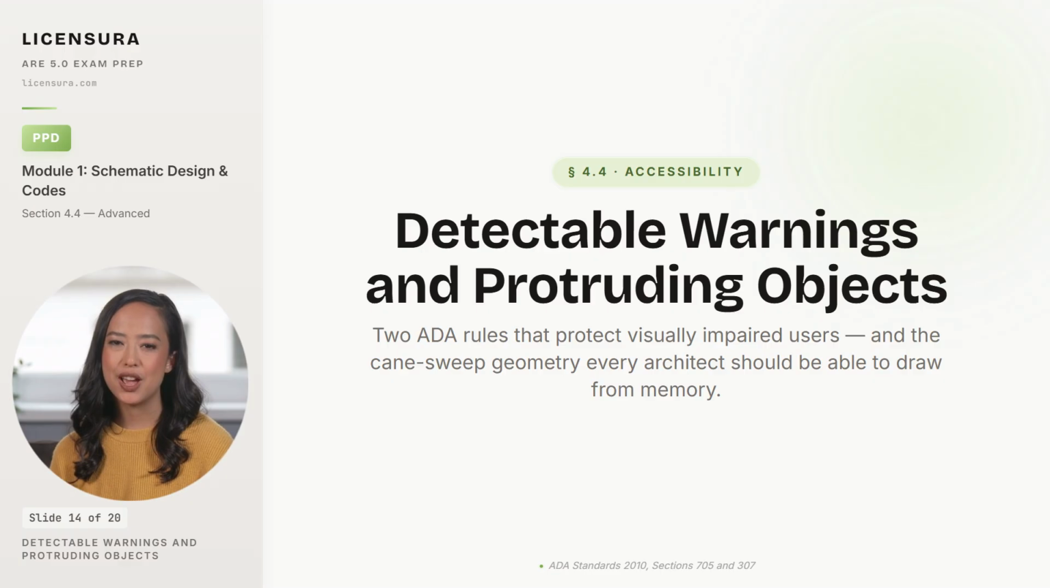Get the geometry wrong, and you place detectable warnings at building entries where they are not required, wasting fee. More dangerously, you mount a wall-hung drinking fountain 6 inches deep at 50 inches above the floor, and a blind occupant walking with a long cane hits it with their head because the cane swept under the fountain without touching it. That injury is a lawsuit waiting to be filed, and the architect of record is named in it.